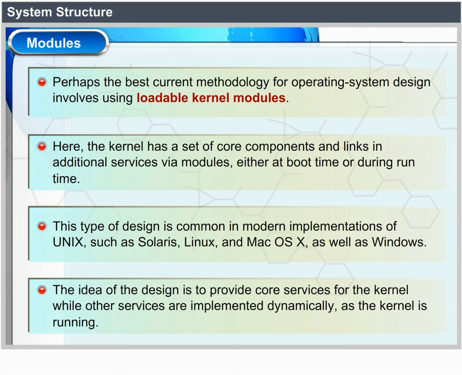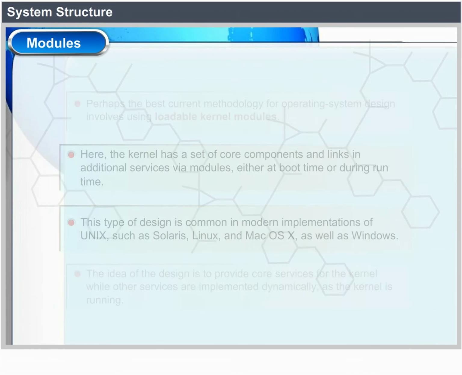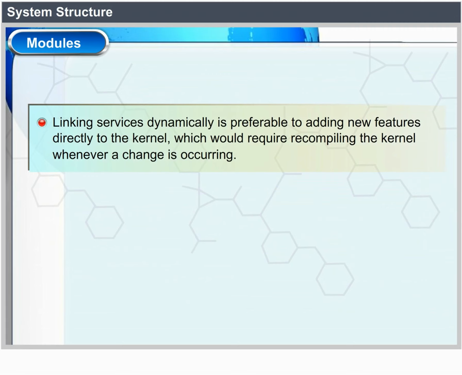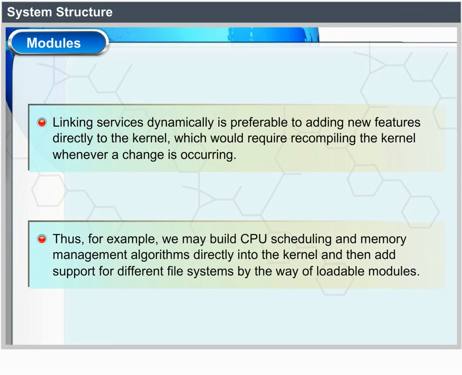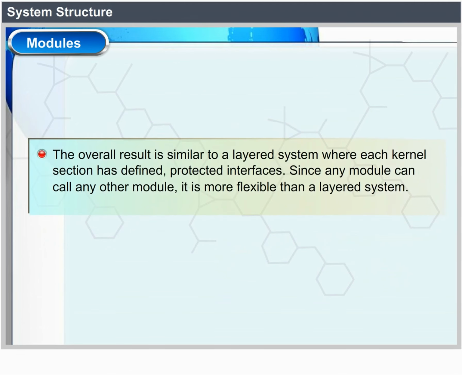Linking services dynamically is preferable to adding new features directly to the kernel, which would require recompiling the kernel every time a change was made. Thus, for example, we might build CPU scheduling and memory management algorithms directly into the kernel and then add support for different file systems by way of loadable modules. The overall result resembles a layered system in that each kernel section has defined, protected interfaces, but it is more flexible than a layered system because any module can call any other module.